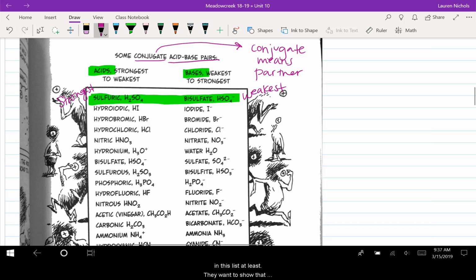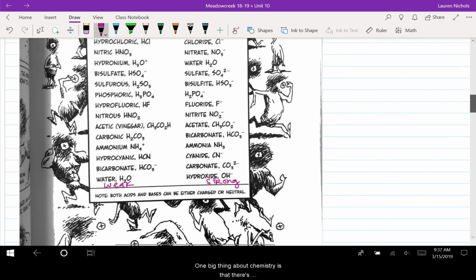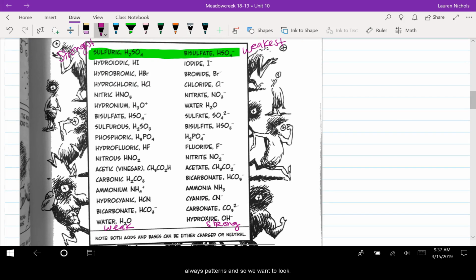And so they want to show that your strong acids partner with weak bases and vice versa, which means that our strong bases would be down here. This would be a strong base, and this would be a weak acid. We're going to go through, and one big thing about chemistry is that there's always patterns. And so we want to look.